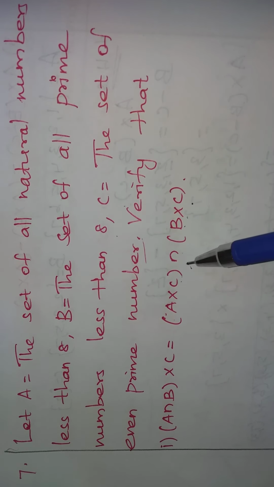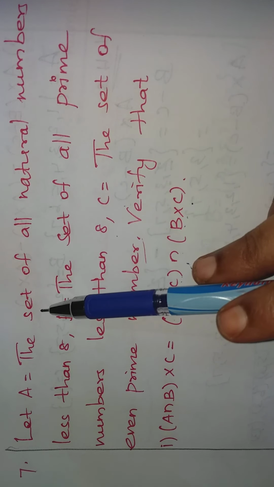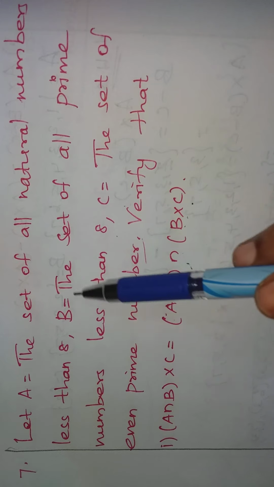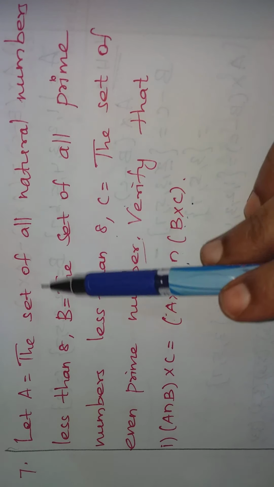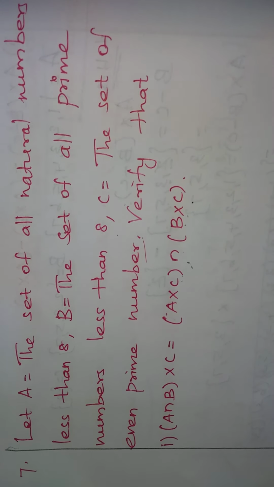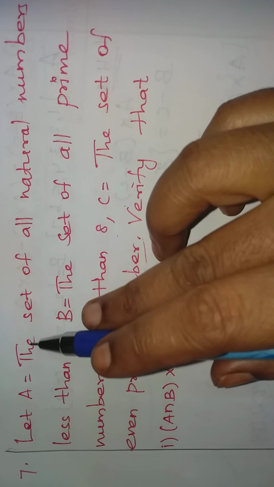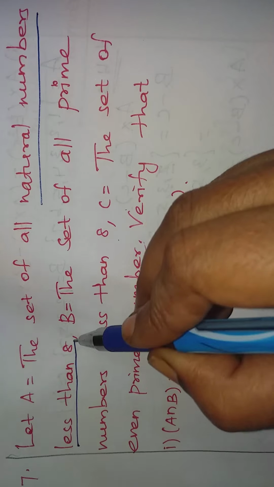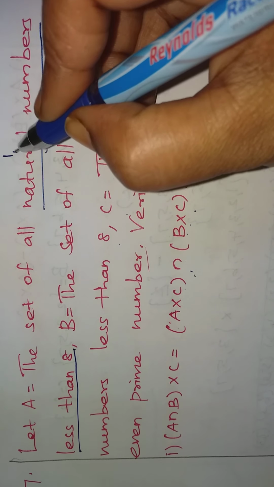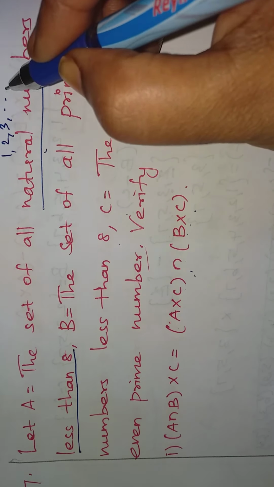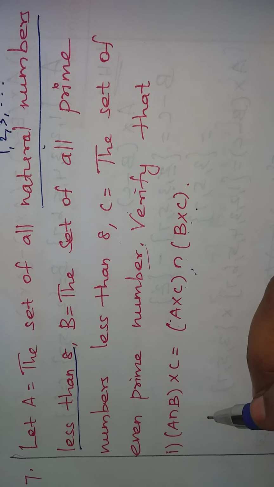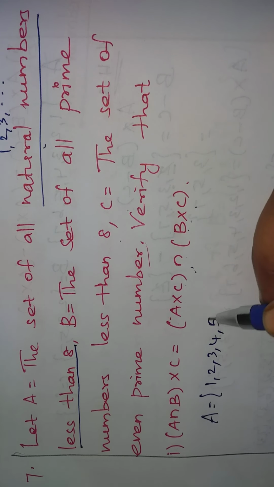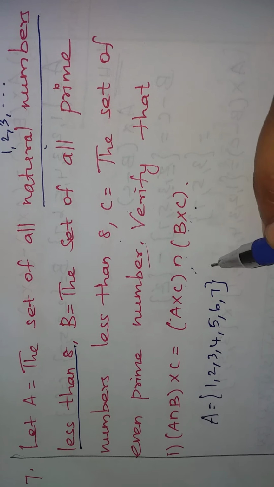Before finding this, you have to write the given sets in roster form. They have given all three sets A, B, C in descriptive form, so convert them into roster form first. A is the set of all natural numbers less than 8. Natural numbers you know very well, starting from 1, 2, 3, etc., which are less than 8. So what you will get? 1, 2, 3, 4, 5, 6, 7.